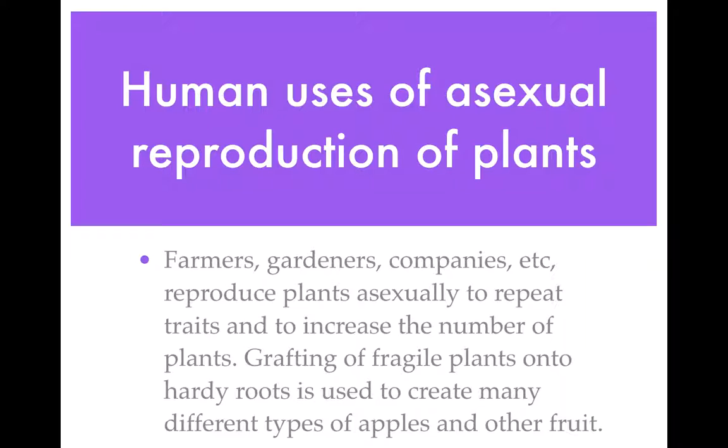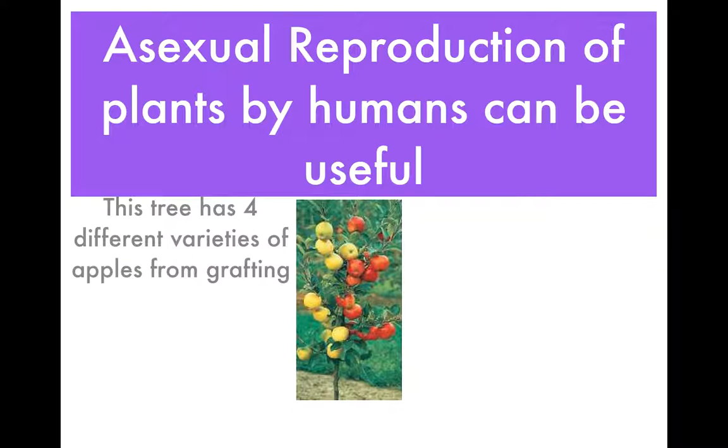Another method that they often use is grafting. Grafting is when they take a piece of one plant and they actually put it into another plant, and they can combine it onto that plant, and it can start growing out of that other plant. So it says grafting of fragile plants onto hardy roots is used to create many different types of apples and other fruits. Here's an example of that. This tree right here is actually growing 4 different types of apples that were grafted into this one plant. So you have a plant with strong roots, take advantage of that, and grow a lot of different apples from one plant.